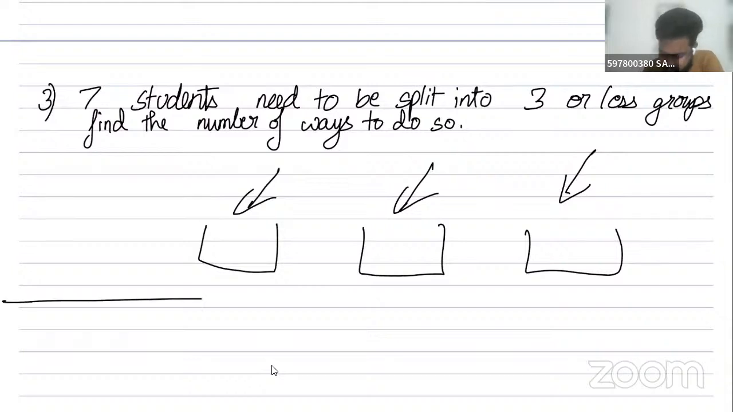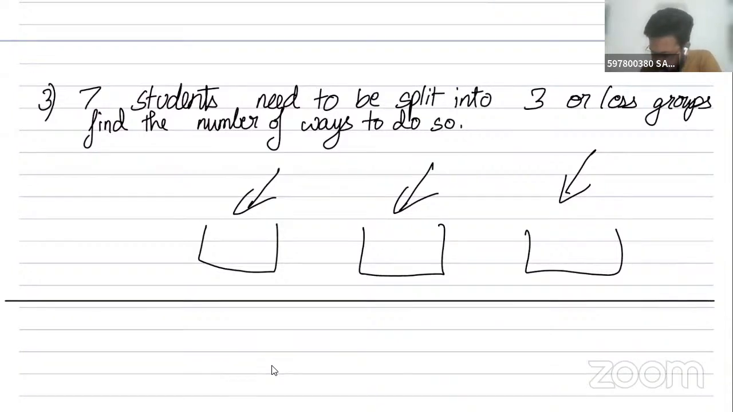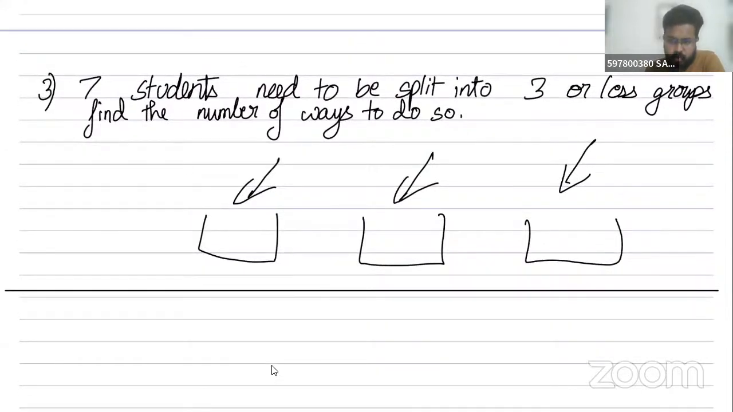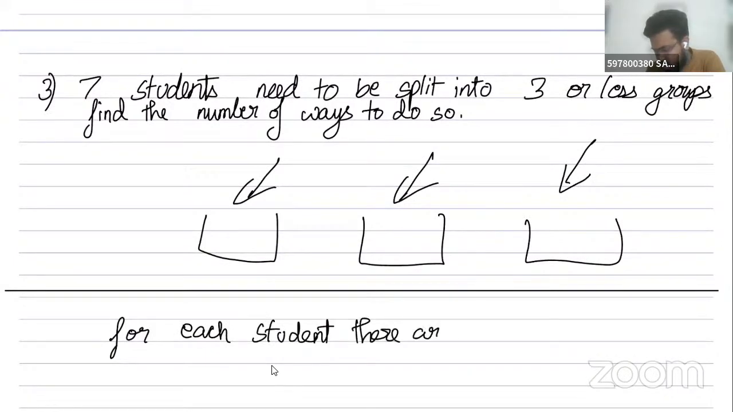Okay, fine. No one is getting close to the answer. See, there are seven students. For each student, I can ask, which group do you want to go into? So for each student, there are three options, and there are seven students.